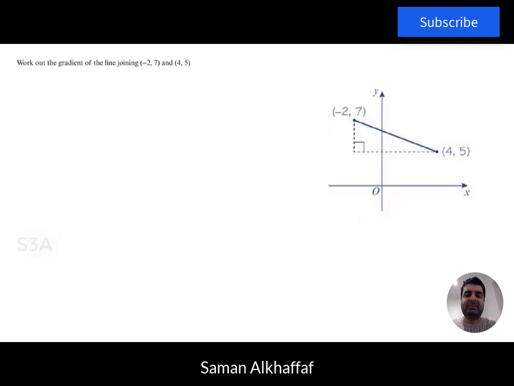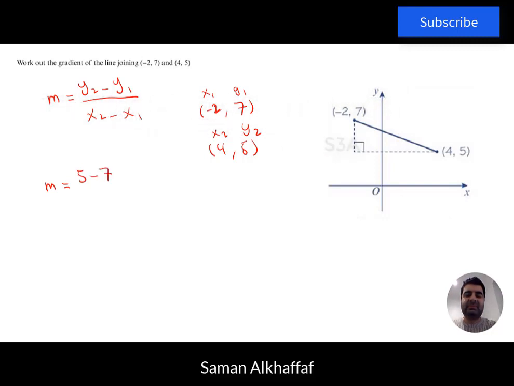For us to find the gradient, we can use this equation, which is m equals y2 minus y1 over x2 minus x1. In this scenario, (-2, 7) represent our x1 and y1, and for the second point, which is (4, 5), they represent our x2 and y2. So we'd have m being 5 take away 7, over 4 take away -2.